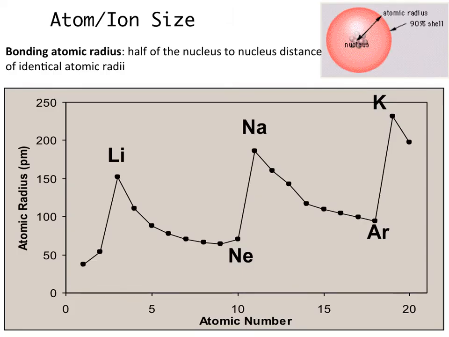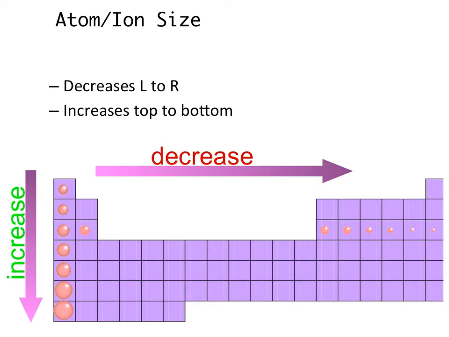So atom and ion size are basically calculated from bonded materials. So the bonding atomic radius is half of the nucleus-to-nucleus distance of identical atoms. So if we're just looking at atom size, we're getting that by measuring half of the nucleus-to-nucleus distance. So half of this distance here is going to give us our radius for each of our atoms. And they have to be of the same atom type. And so when we're calculating that, we're using it from bonded molecules.